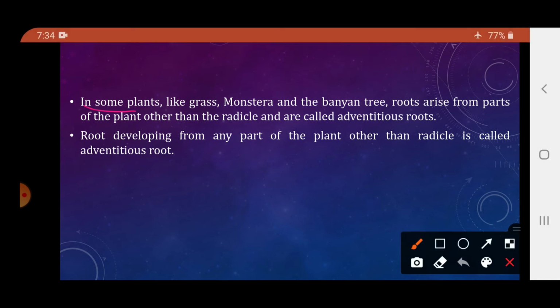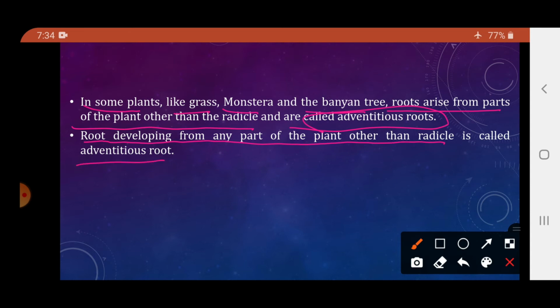In some plants like grass, monstera, banyan tree, roots arise from parts of the plant other than the radicle and are called adventitious roots. So what are adventitious roots? Roots developing from any other part than the radicle are called adventitious roots.